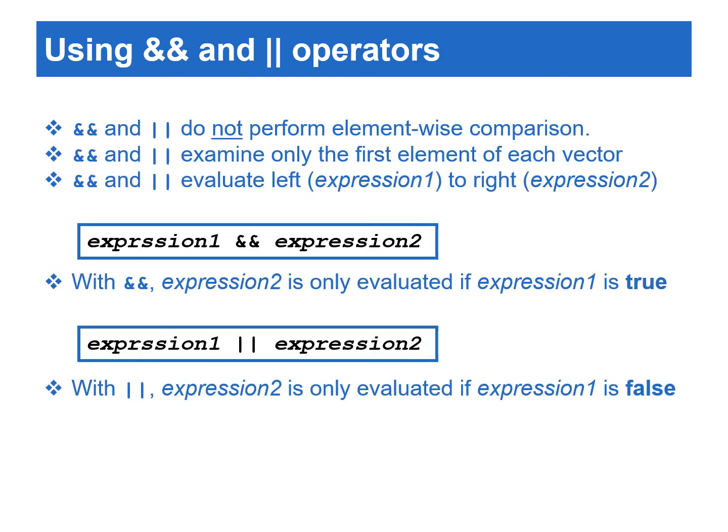There are also double and (&&) and double or (||) operators. These two operators do not perform element-wise comparisons. They evaluate the expressions from both sides of the operator, from left to right. If the expression contains a logical vector, with a length that is greater than 1, these operators only examine the first element of each vector. When we use a double and operator, the right-hand side of the operator is only evaluated if the left-hand side of the operator is evaluated to be TRUE. On the other hand, when we use a double or operator, the right-hand side of the operator is only evaluated if the left-hand side of the operator is evaluated to be FALSE.